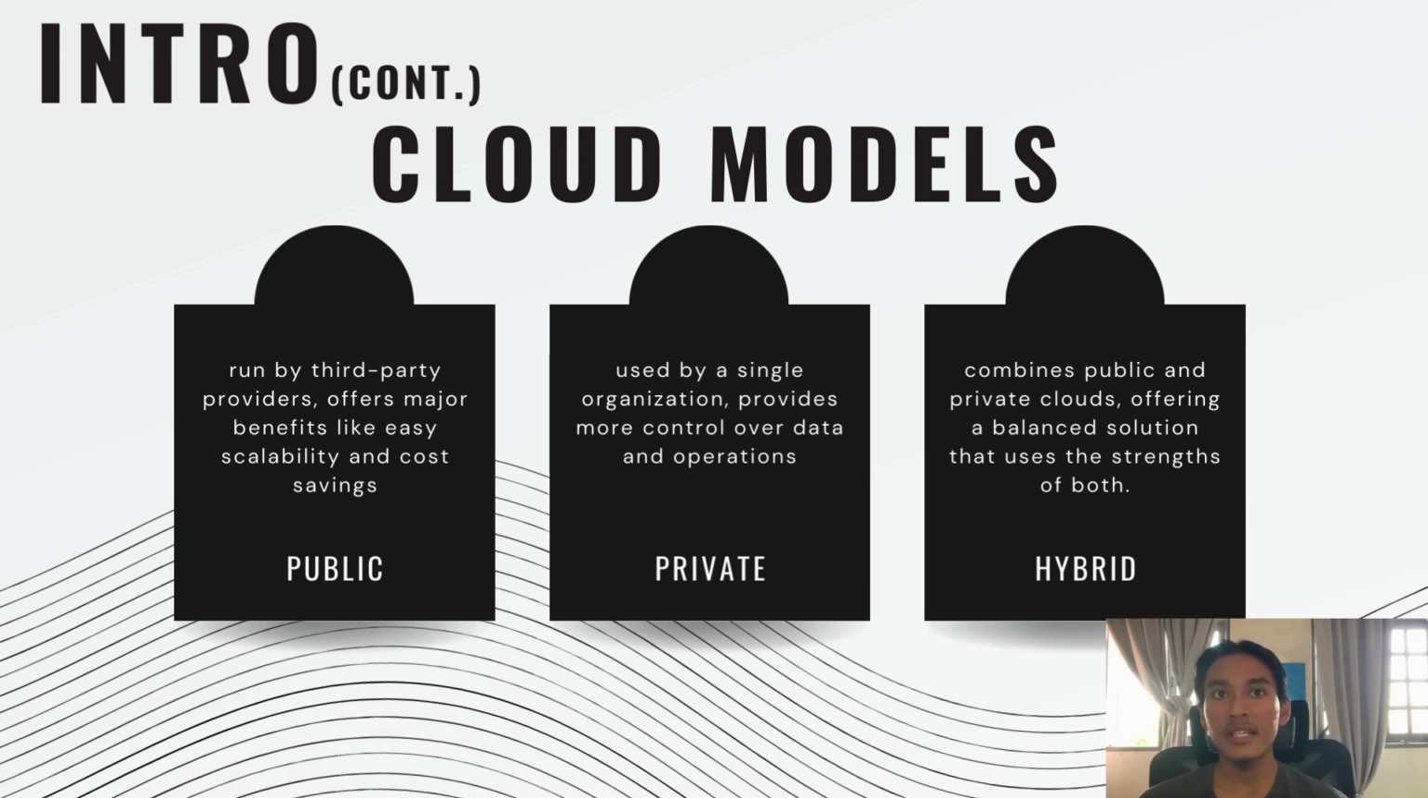And lastly, the hybrid cloud model combines public and private clouds, offering a balanced solution that uses the strengths of both. This model lets organizations keep sensitive data in a private cloud while taking advantage of the public cloud's scalability and cost savings for less critical tasks. Despite its benefits, the hybrid model can be complex to manage and integrate.